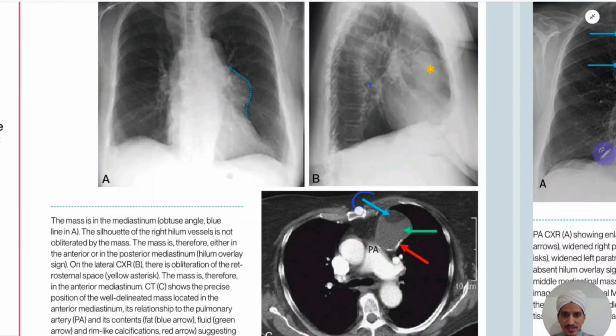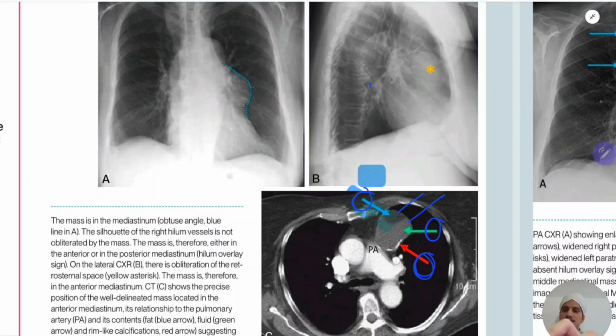So this is fat, light gray in color, and this is fluid, bright gray you can say, and this is calcification, this red arrow, white in color. So three opacities you are able to see. This is fat, this is water, and this is calcification, rim-like calcification, suggesting the diagnosis of mature cystic teratoma. So for anterior mediastinal mass, the 4 T's: thymoma, thyroid, teratoma, and terrible lymphoma. So it is a teratoma.